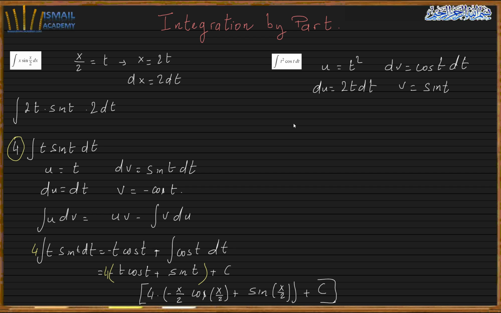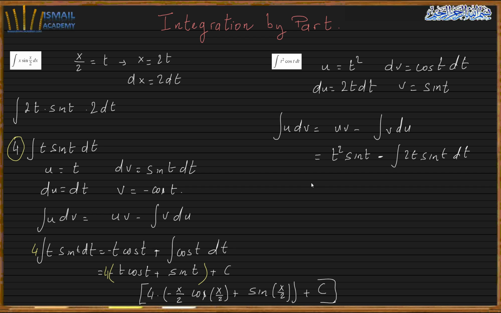So now I use this formula: u dv is uv minus the integral of v du. As you see, each time I define the type of function, it's easier to integrate. So here I will have t squared sine of t minus the integral of 2t sine of t dt.